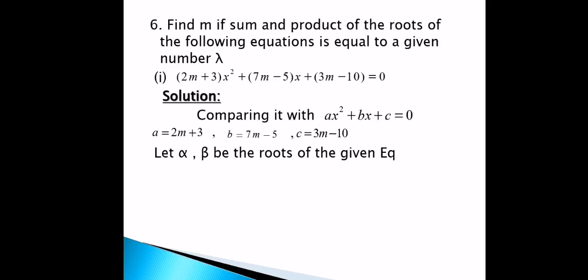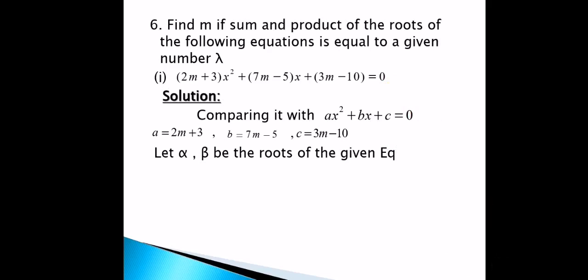By the transitive property of real numbers, we can say that if the sum of roots is equal to lambda, same as the product of roots, then both will be equal to each other since both are equal to the same number. The equation given to us is (2m plus 3)x square plus (7m minus 5)x plus (3m minus 10) is equal to 0. We start with the comparison and get the values of a as 2m plus 3, b as 7m minus 5 and c is equal to 3m minus 10.